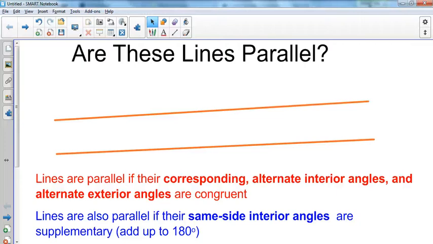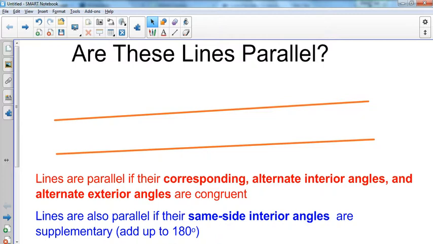Okay guys, now to actually prove and get some practice in proving if lines are parallel or not. Like I said in the last video, you learned about the angle pairs. And the reason that we want to know about them and be able to identify them is when we see two lines cut by a third line, which is known as a transversal.